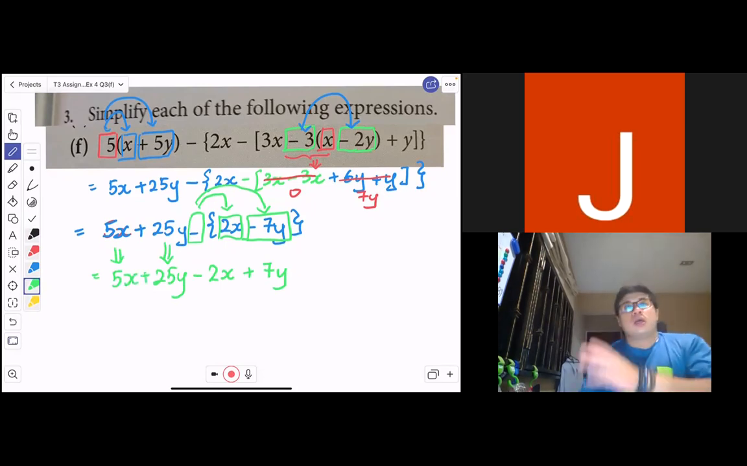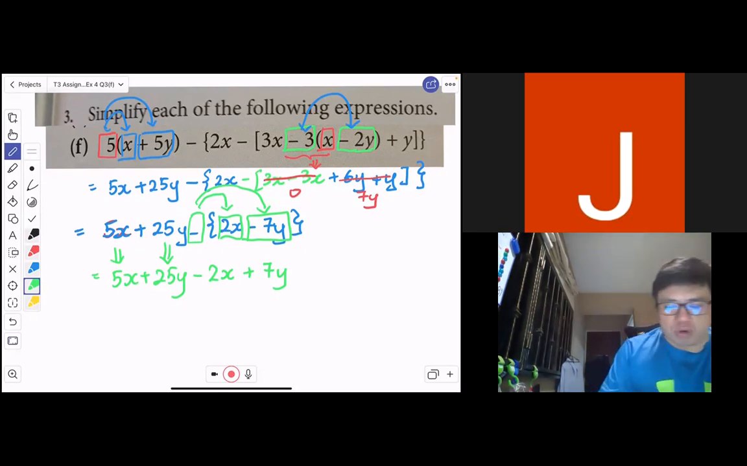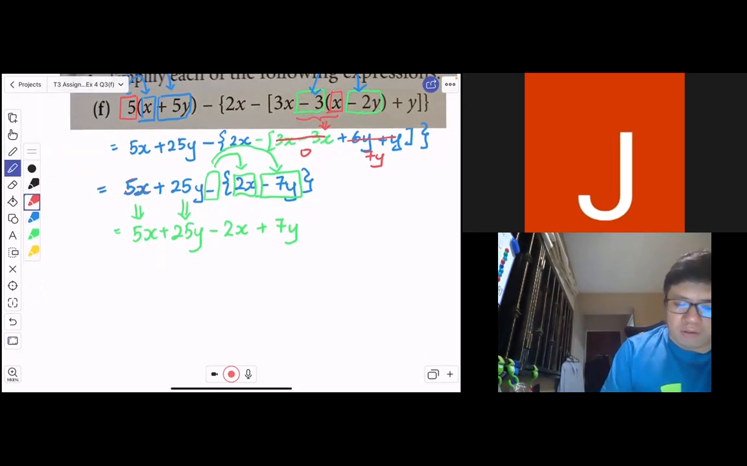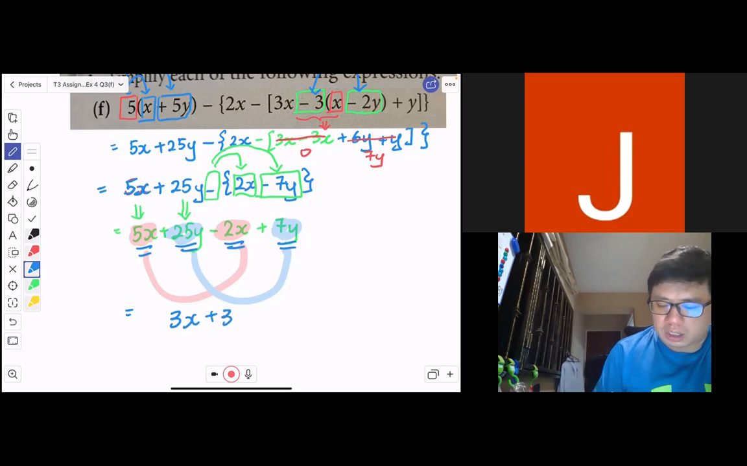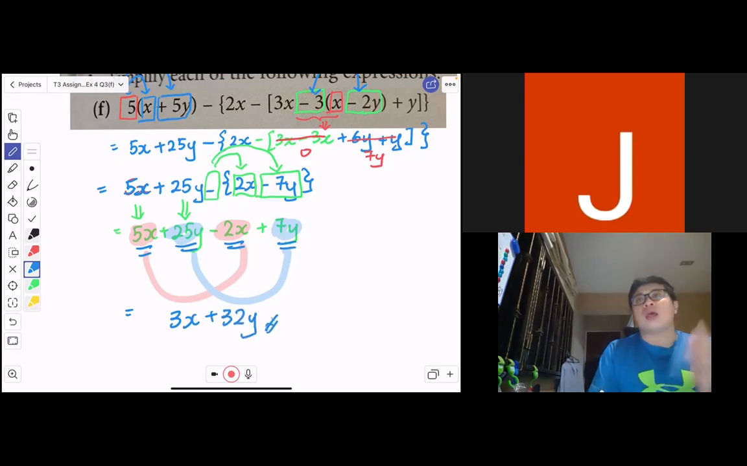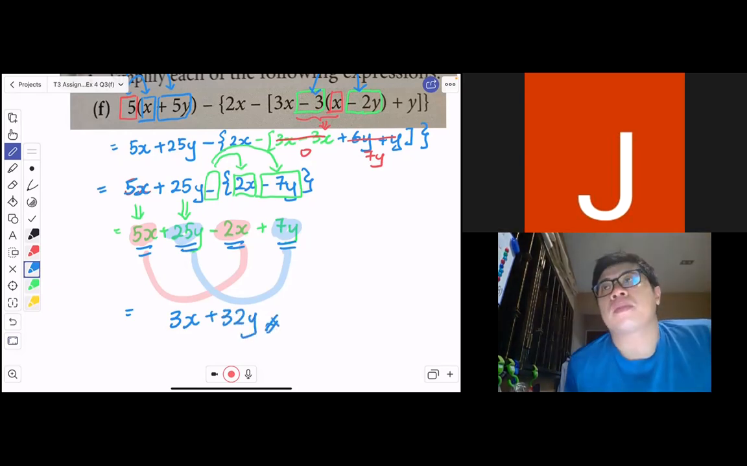And from here, you can see that all the brackets are gone. So once all the brackets are gone, then again, within the terms that have no bracket limitation, try to simplify by pushing the like terms together. So 5x, 2x, 25y, positive 7y. You can see that 5x minus 2x gives me 3x. 25y plus 7y gives me 32y. And with that, you have your answer. Okay? Thank you.